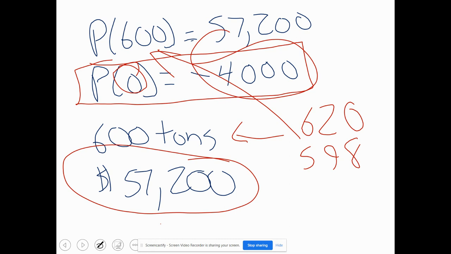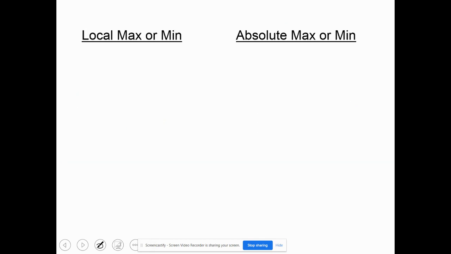Absolute maximums and minimums are also not that difficult. In fact, a lot of people find them to be a little easier than the local. I really find them to be pretty close to each other. So what we want to think about here when we are deciding between the absolute max or min or the local max or min, the steps were a little different.